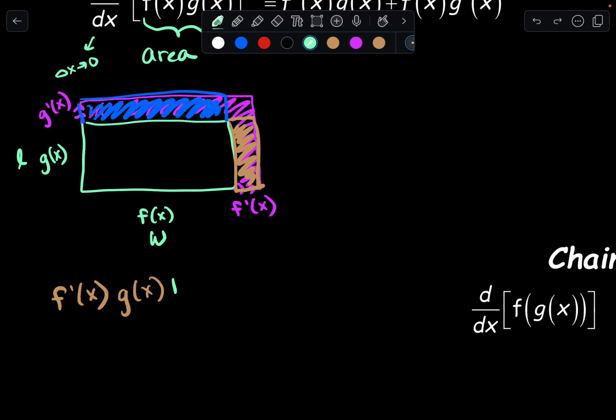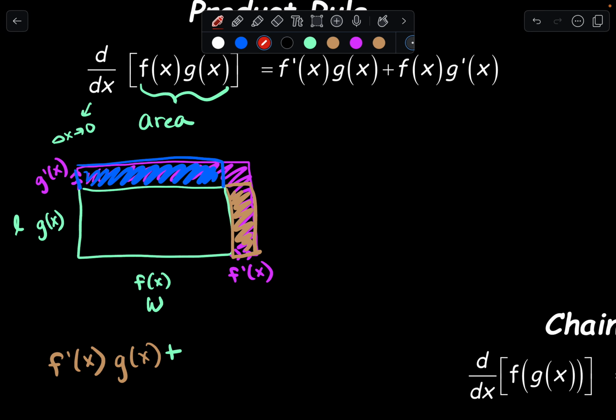Now we also need the change in the length, which is going to be the rectangle sitting on the top. So if we look here, we will have the width, that's going to be f of x, times the length, which is g prime of x.